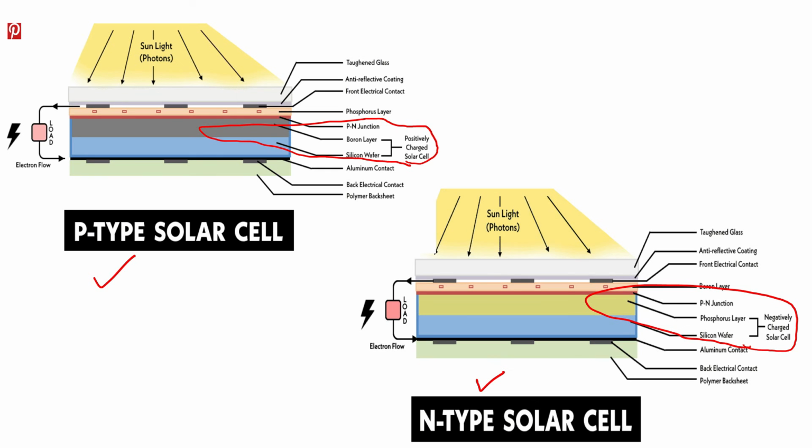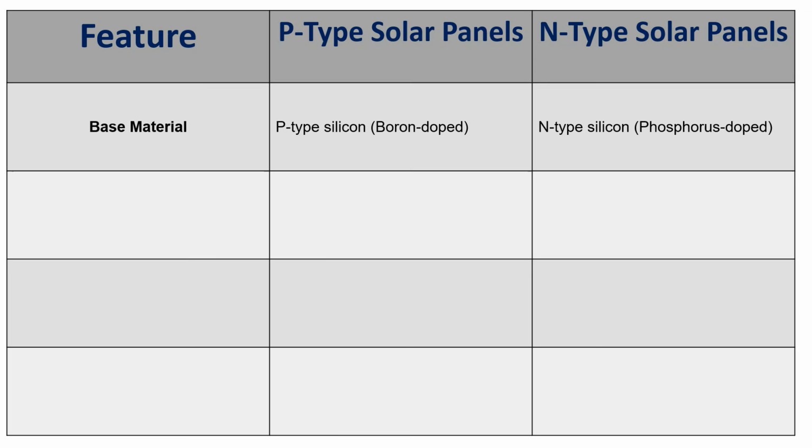Let's see key differences and factors to consider. Coming to the material, in P type, boron doped silicon material is used, and in N type, phosphorus doped silicon material is used. Generally, solar panels are made from semiconductor devices. Most solar panels use silicon semiconductor. When manufacturing solar panels, before they are made, they are doped with another element.